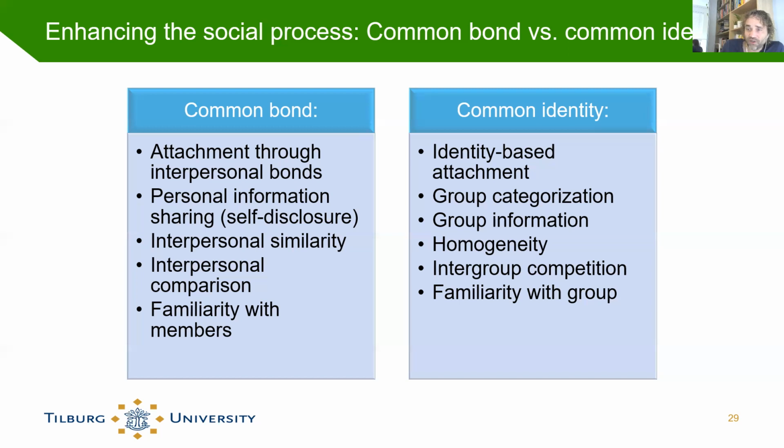Homogeneity means that you see each other as kind of similar because you feel part of the same group. So people, if they think they are part of the same group, they think they are alike. It also means that there's a lot of intergroup competition with these kinds of identities. If you feel part of a specific group, there are almost always groups that you don't feel connected to, which creates a kind of competition of us versus them. And you are familiar with a group instead of familiar with the people in a group. So again, the identity.